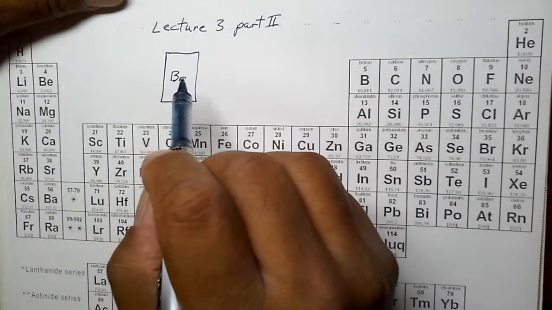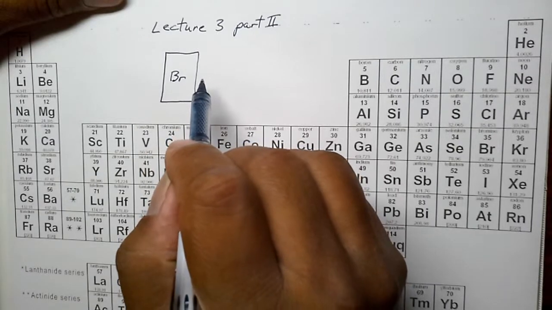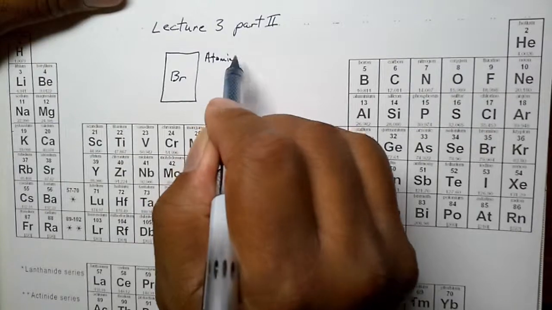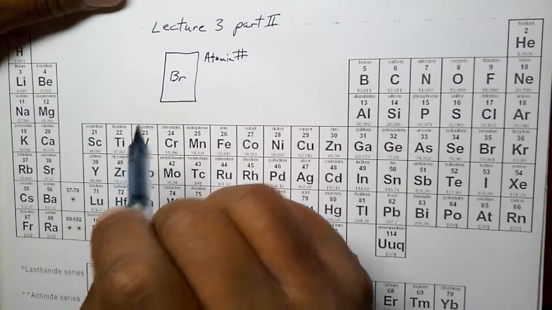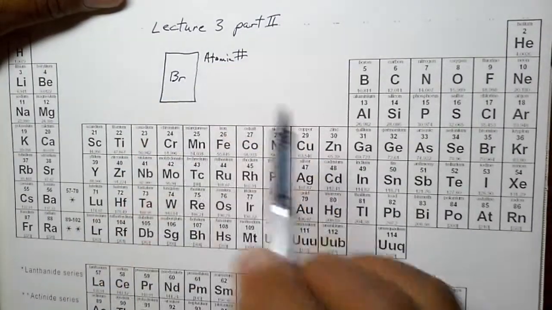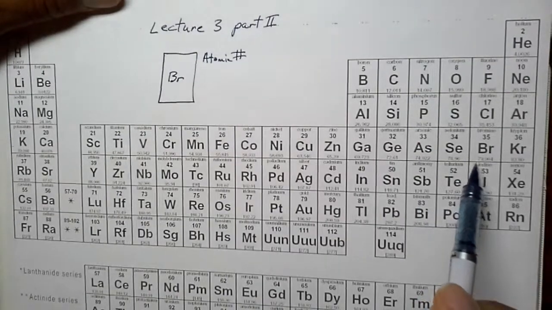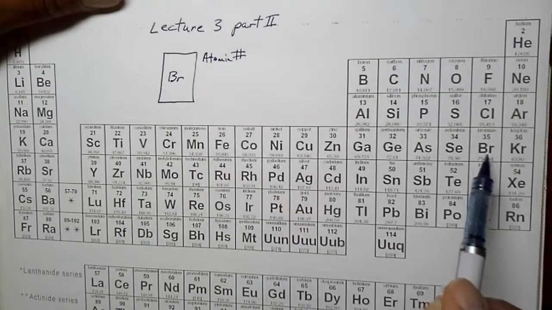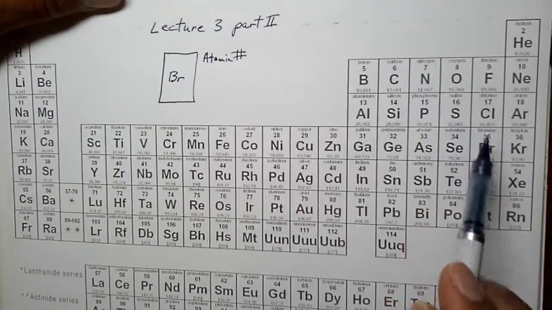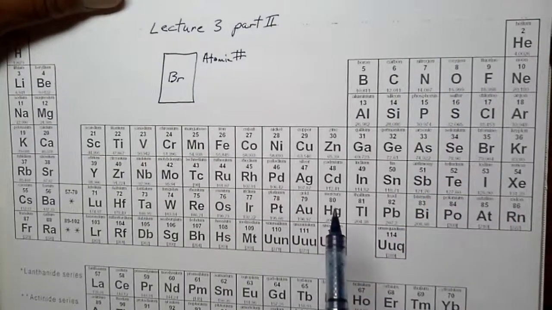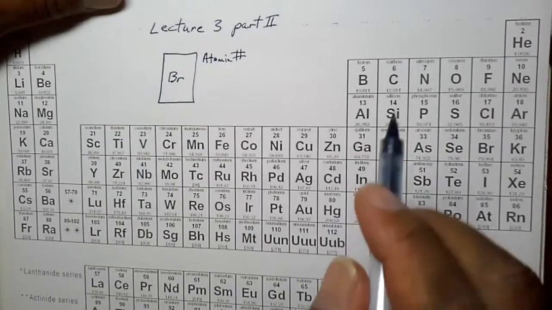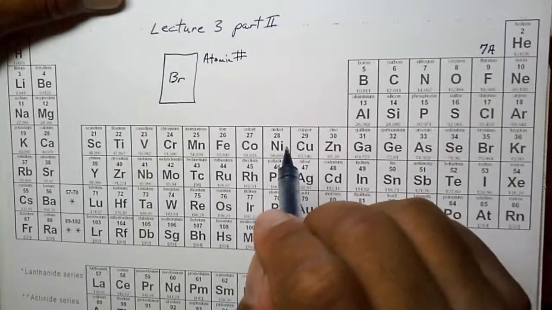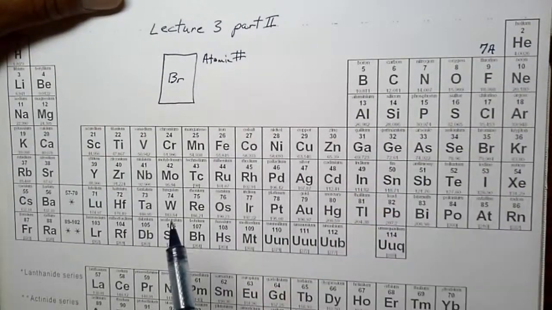And if you recall, the atomic number for bromine would be at the top, and you can see bromine is here under chlorine. It's one of the halogens. This group here is referred to as the halogens or halides. This is group 7A, and we'll talk about these groups here.